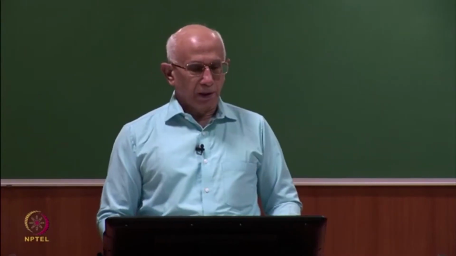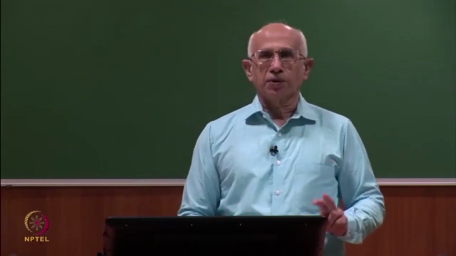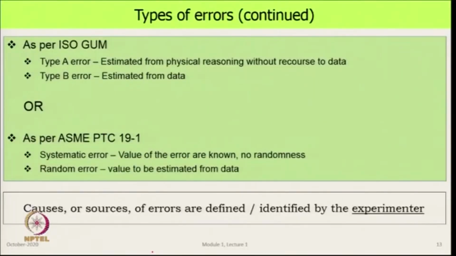Assuming there is no blunder, we can classify errors into two types. And I have written here two methods by which we can classify. The first one is as per ISO GUM, and the second one is ASME PTC 19.1. ISO GUM says that errors can be of two types and we should classify them as such. One is a type A error, the other is a type B error.